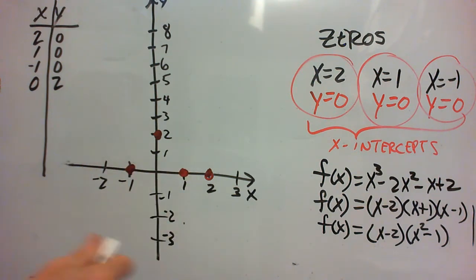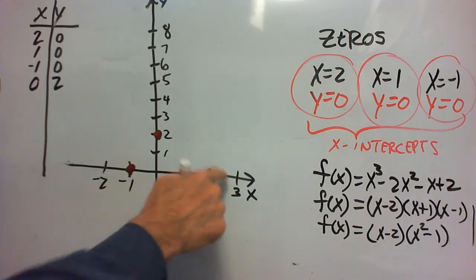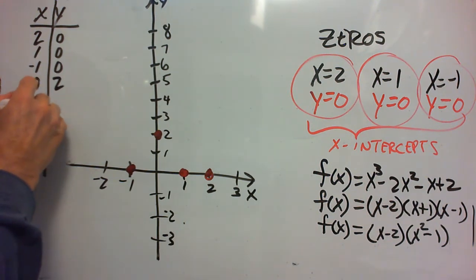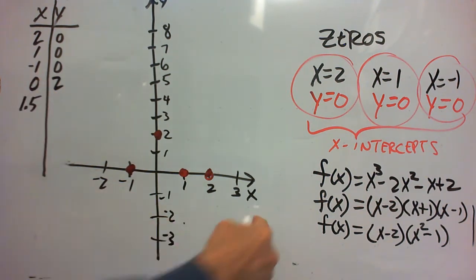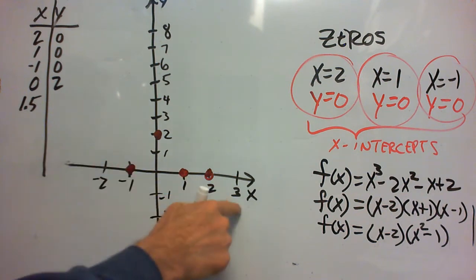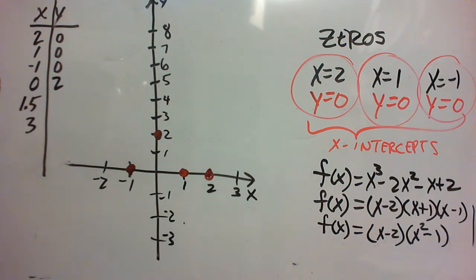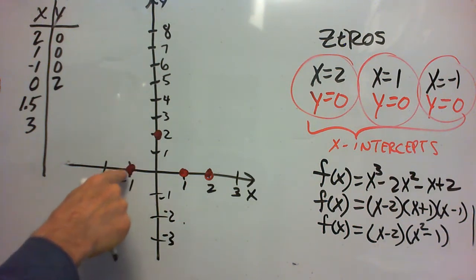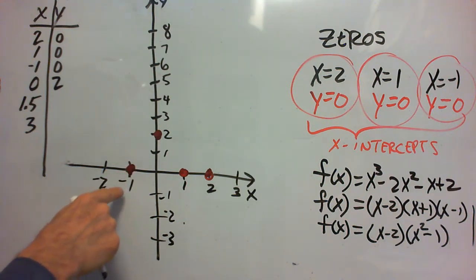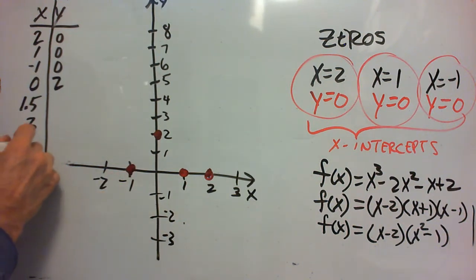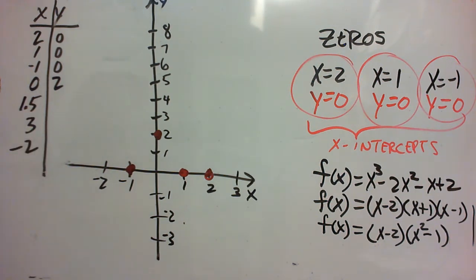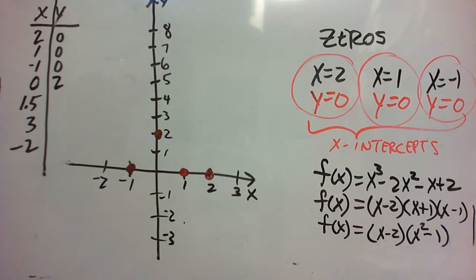Now you want to find a point in between 1 and 2. I would suggest 1.5. You'll want to use a calculator. Then one point to the right of 2, maybe at x equals 3. And then we'd need one more point to the left of negative 1. Negative 2 looks like a good one. So find those 3 values, and you should be able to complete the graph.